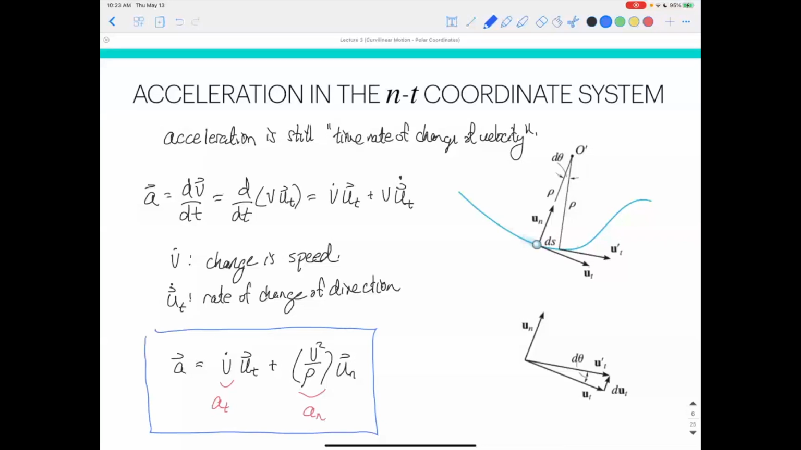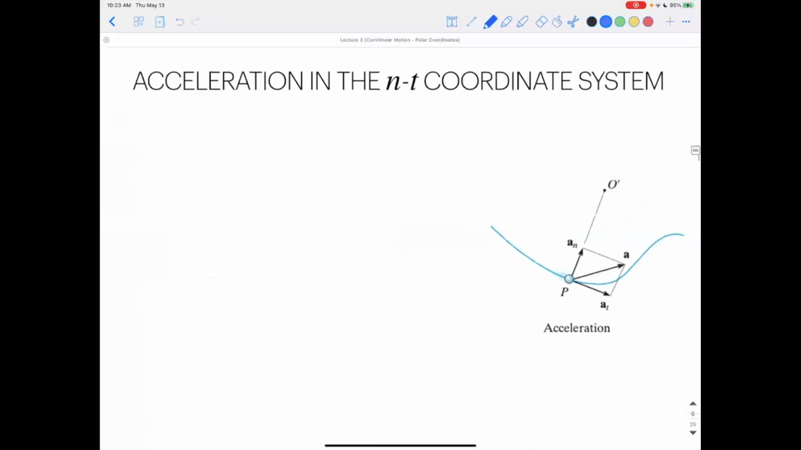So this is the equation for our acceleration. What we can write is the total acceleration just equal to the tangent component times UT plus the normal component times UN.